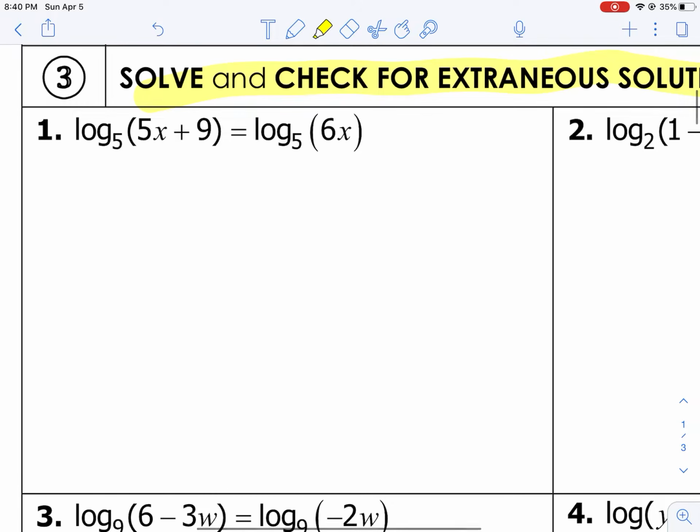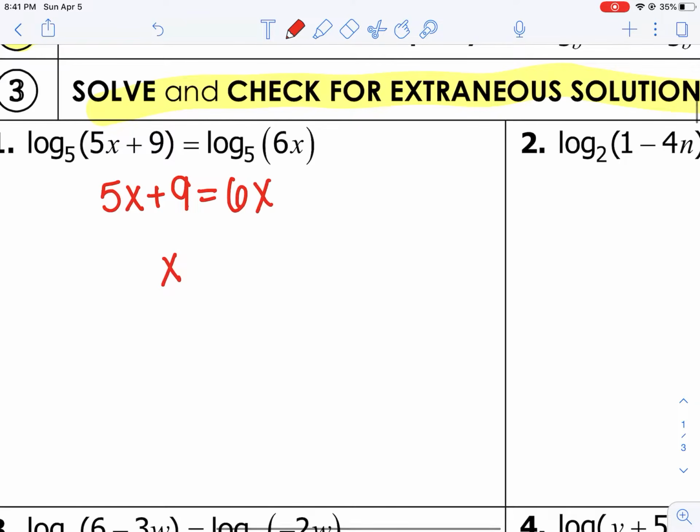So number one, there's nothing to condense. We have the same log base 5, so we can just go ahead and set the 5x plus 9 and the 6x equal to each other. So we're going to have 5x plus 9 equals 6x. And when I solve this, I'm just going to get x equals 9 because I would subtract the 5x over and get x equals 9. And that is it. Now, I do want to check this solution.